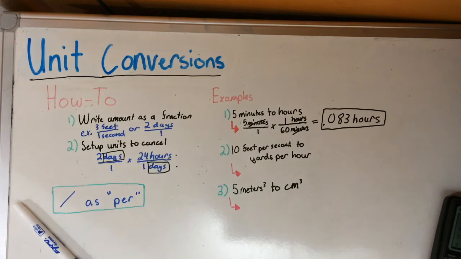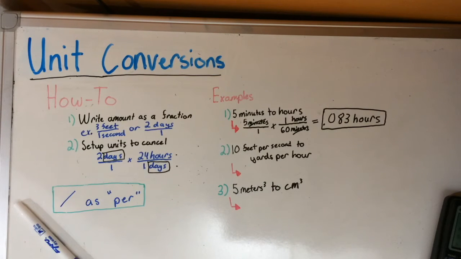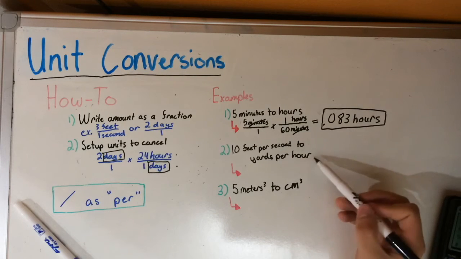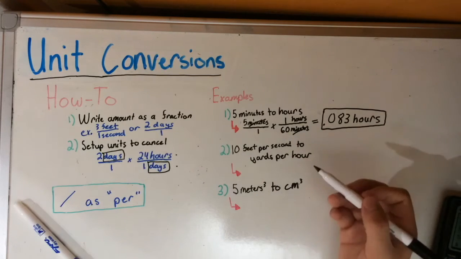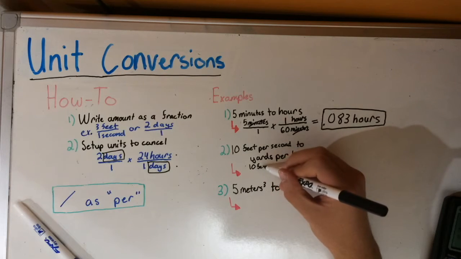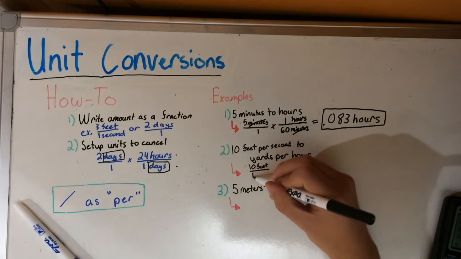Let's go ahead and do another slightly different example. So we're going to go from 10 feet per second to yards per hour. So we're going to set it up the exact same way. So we're going to go 10 feet over top of 1 second.